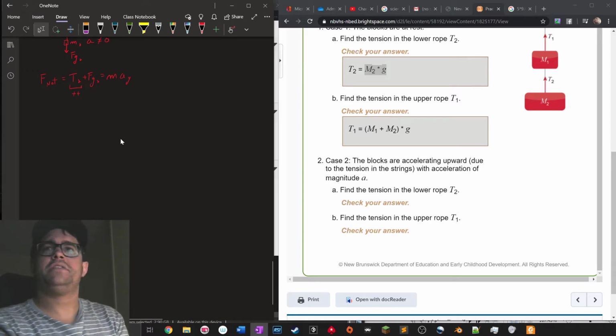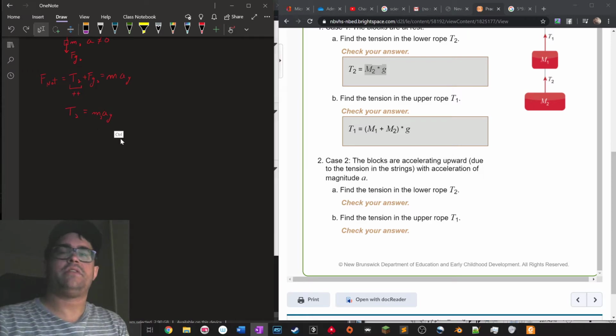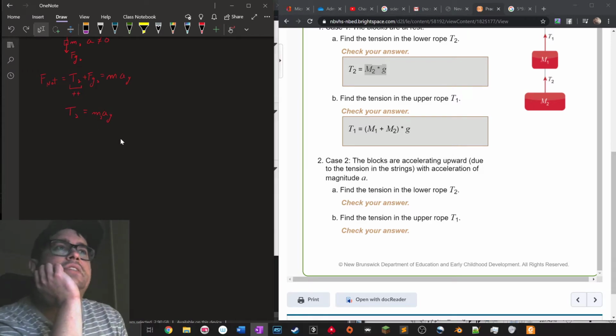They want me to find T2, so that means only isolate T2. So M·AY, which is not 0. The mass we don't have, and it's M2, by the way. M2·AY. I'm not sure if I need to put an AY2 because it's on that mass, but we'll come back to that. I think it's going to be accelerating at the same rate.